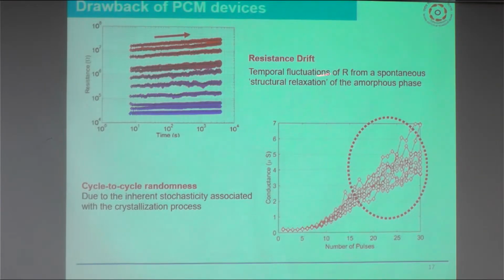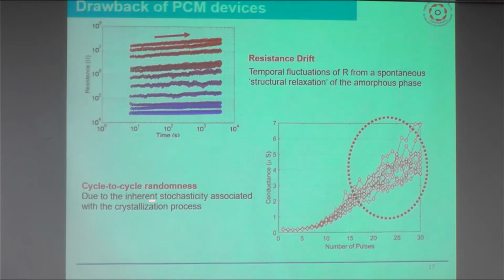The actual issue is the temporal fluctuation of resistance from spontaneous structural relaxation. You can refer to this structural relaxation of the amorphous phase; mostly it takes place in the amorphous phase. Due to that, you fix your bit at 10 mega ohm, and after 10 days it reaches 100 mega ohm. That should not happen, so you should have control. You can make it more stable. There is work in that direction, and you can refer to those.